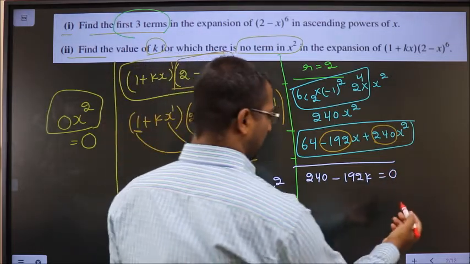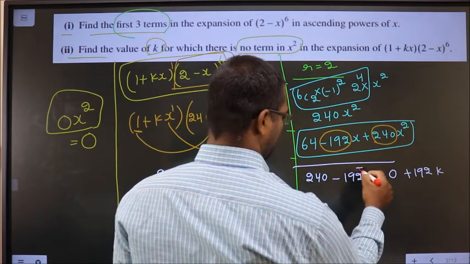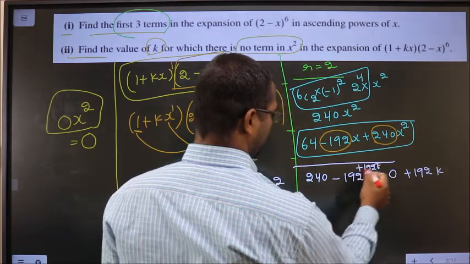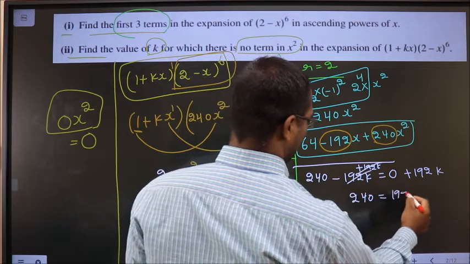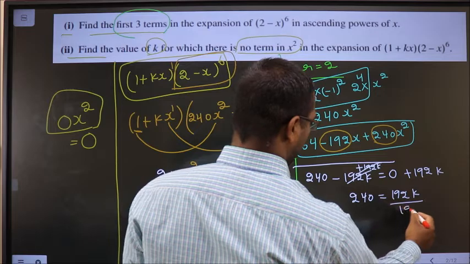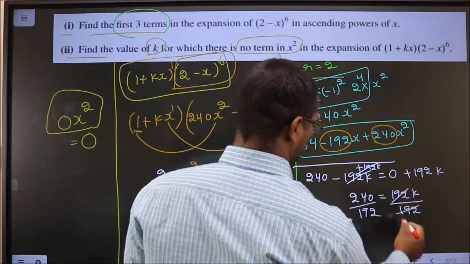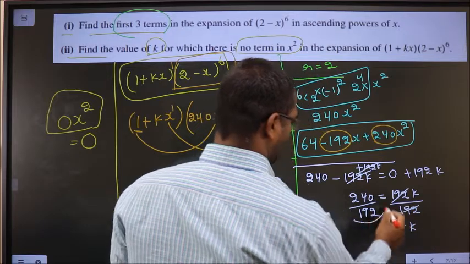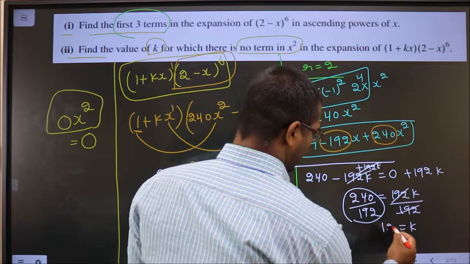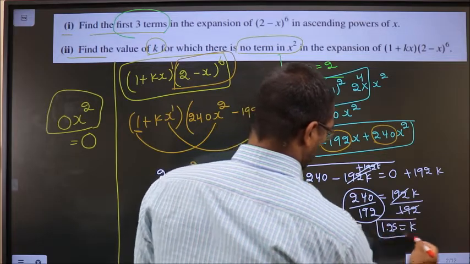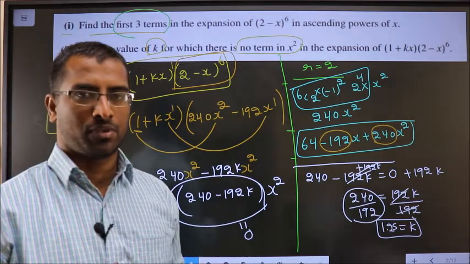Now add 192k on both sides. So plus 192k, so this cancels out. 240 equal to 192k. Divide by 192 on both sides. So 192 cancels out. If you put this in the calculator, you get the answer to be 1.25. So the k value is 1.25. Okay.